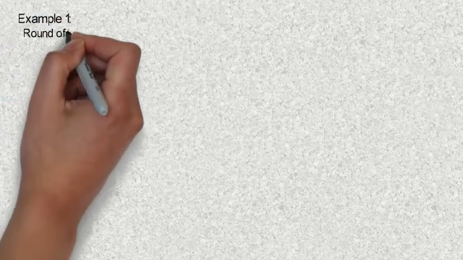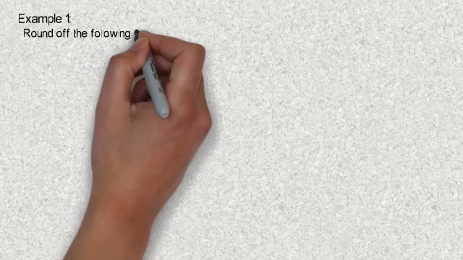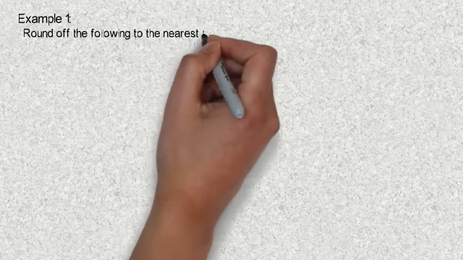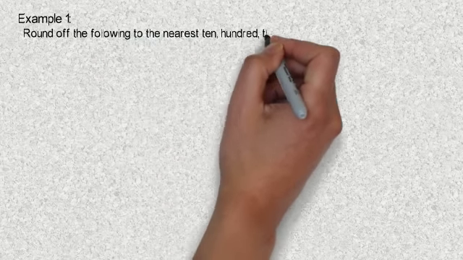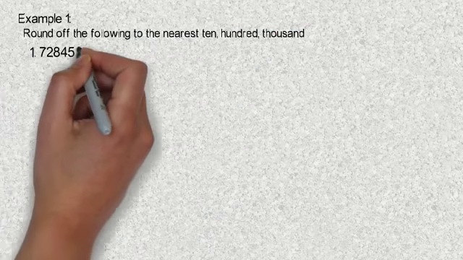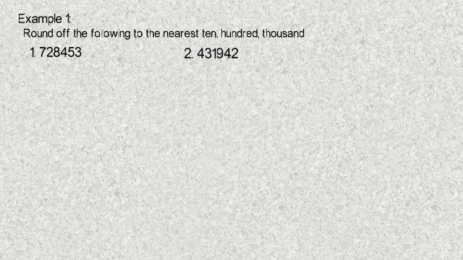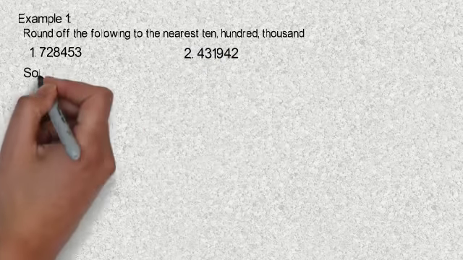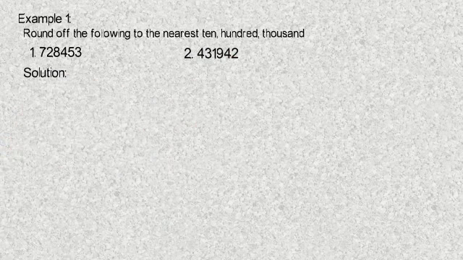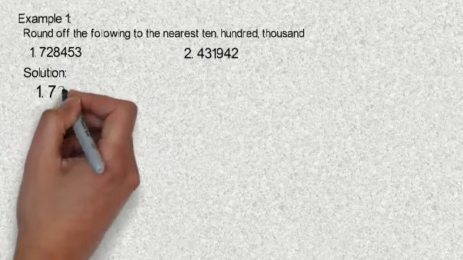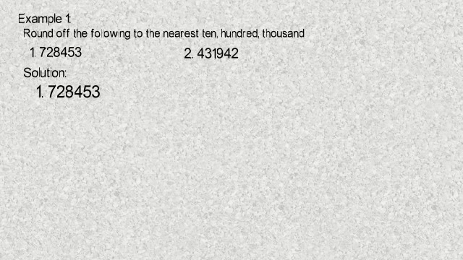Example 1 says, round off the following to the nearest 10, 100, 1000. 1. 728453 and 2. 431942. So how do we solve the first one? The solution says we should round off 728453 to the nearest 10, to the nearest 100, and to the nearest 1000.